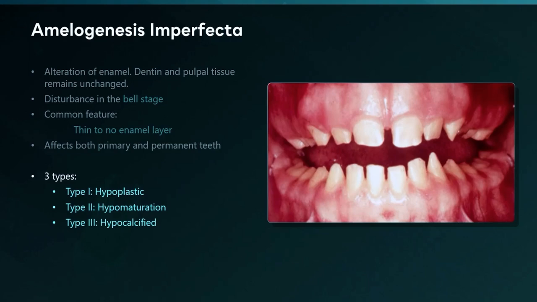Type 2 is hypomaturation. This occurs when there's a defect in the maturation process of the enamel. This is where there's a normal thickness, but it is soft enamel that can wear away easily or break. And the final type is type 3. This is hypocalcification. This is when there's a defect in the initial stages of formation of the enamel. So the enamel may have a normal thickness, but it's typically quite soft.